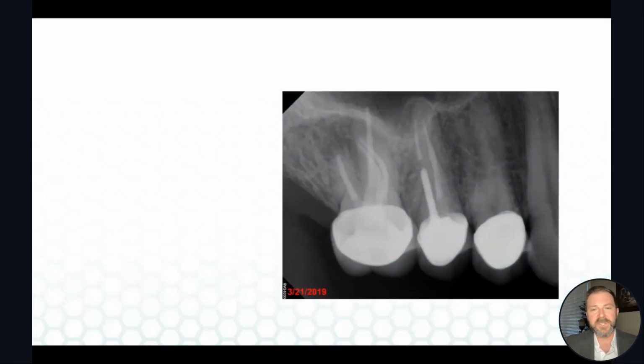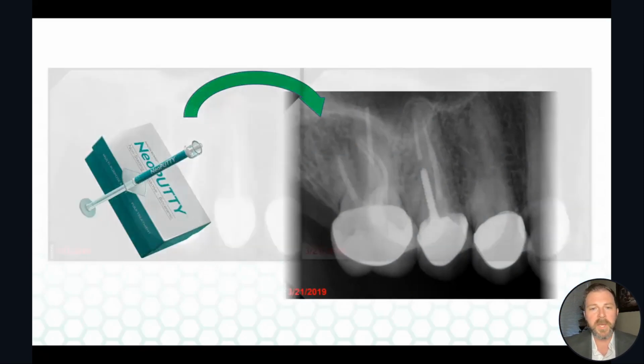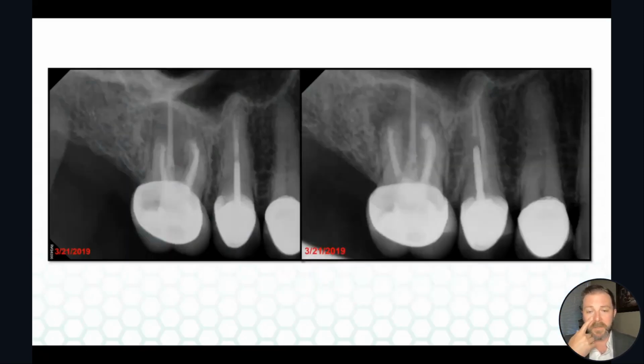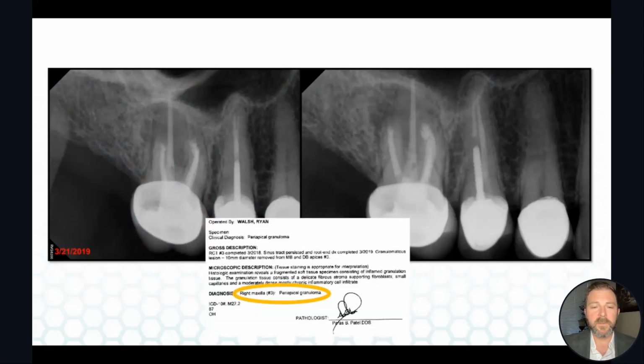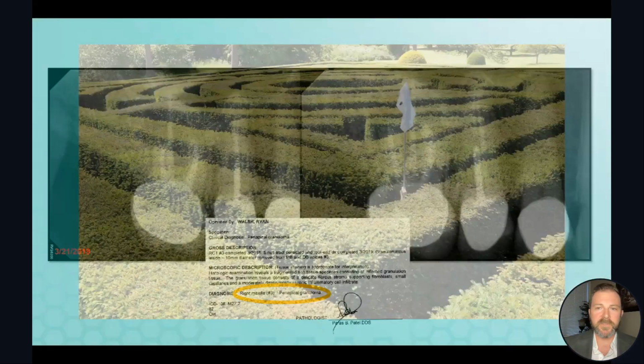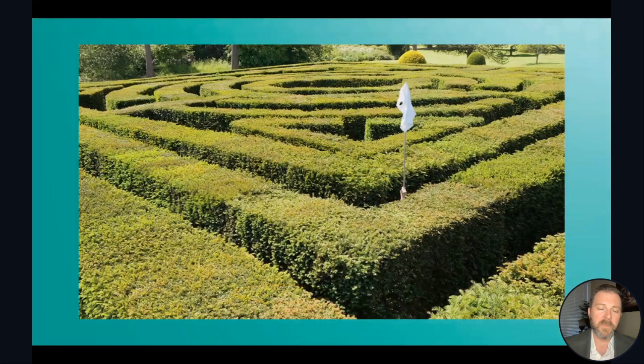So here's our resection and with Neo Putty. And here's our finished product. And this is in 2019. And it came back periapical granuloma. And then we lost our patient to recall. I've called the patient. I couldn't get in touch with her. I thought she had moved. I wasn't sure where she's at.